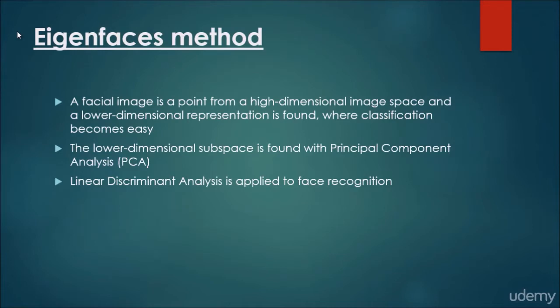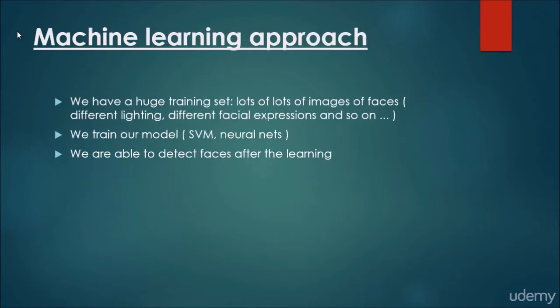The next method is the so-called eigenfaces method. A facial image is a point from a high-dimensional image space, and a lower-dimensional representation is found where classification becomes easy. And of course, a lower-dimensional subspace is found with the help of principal component analysis, with the help of eigenvectors and eigenvalues, and that's why the name came from eigenfaces. So it's kind of a math-heavy process, and linear discriminant analysis is applied to face recognition too in this phase. But it's not a very good method.